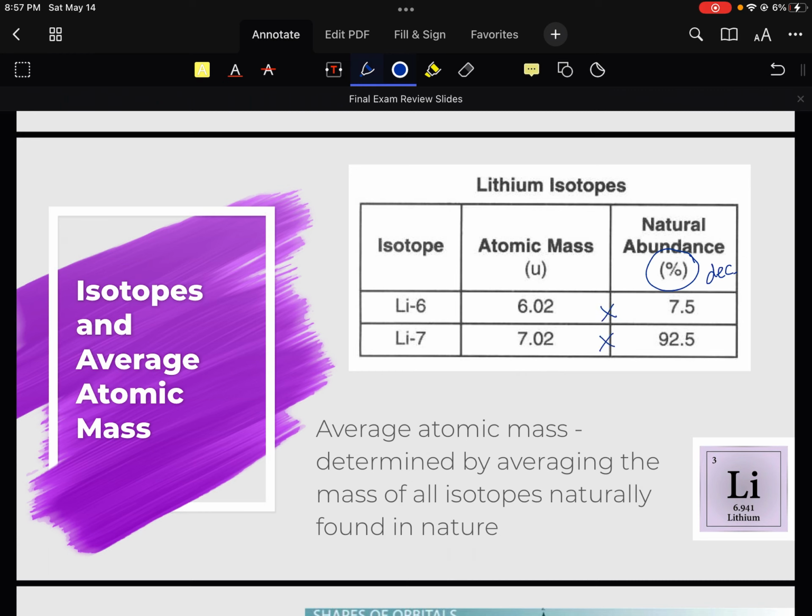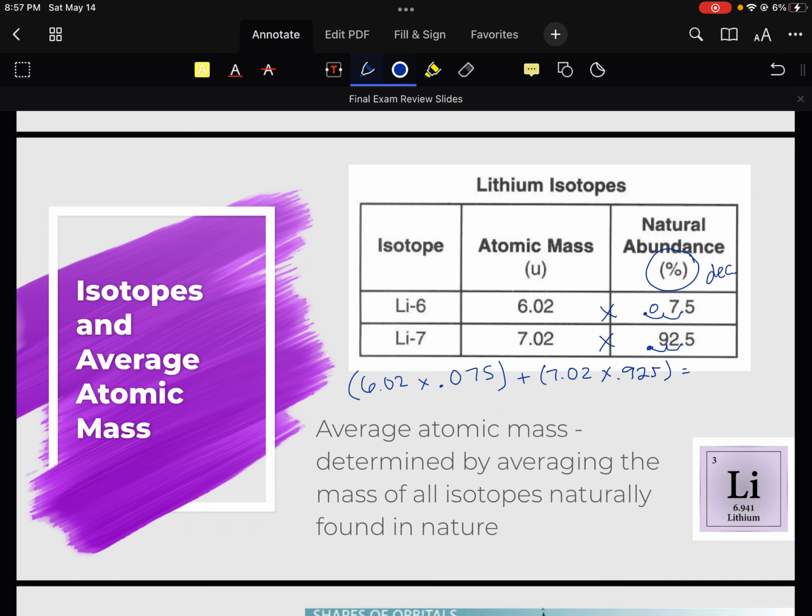We're just going to multiply these together. So we'll do 6.02 times, and remember, I want to turn this into a decimal from percent. So if we can remember, percent is out of 100. 100 has 2 zeros. So we're going to move our decimal 2 places. So that's 0.075. So we're going to multiply those 2 together. Then we're going to multiply the next 2 together. So again, 100 has 2 zeros. So I want to move my decimal 2 places. So that means we're multiplying it by 0.925.